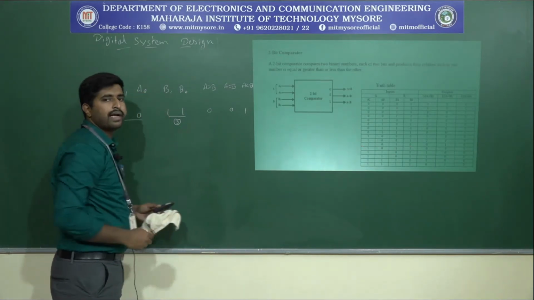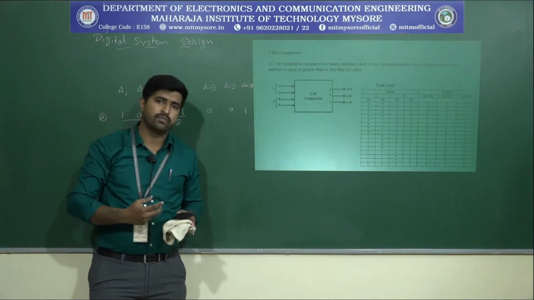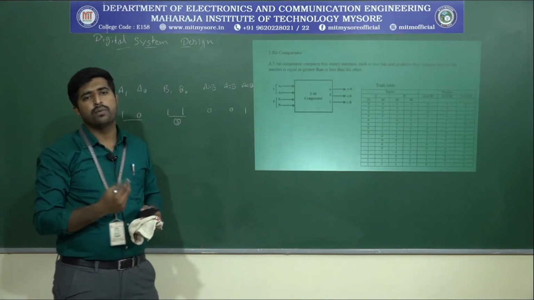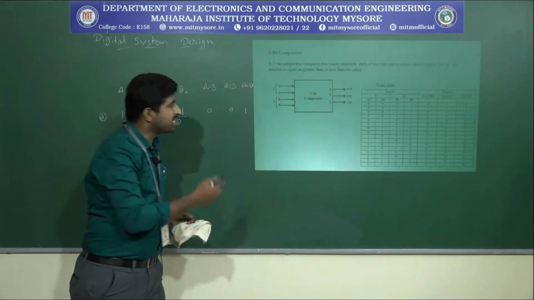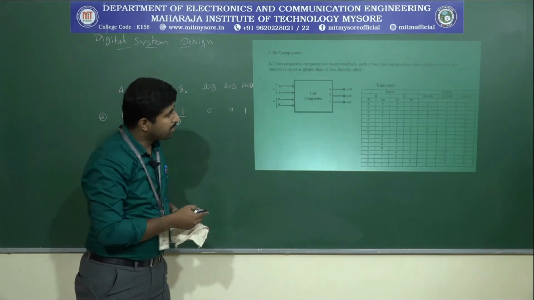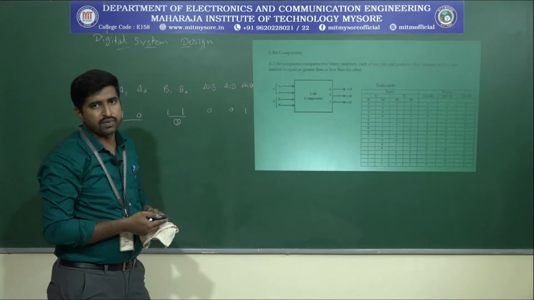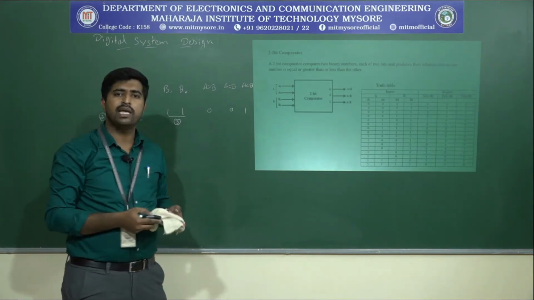So this is how a 2-bit comparator is going to work. It compares two binary values. So let's design the circuit. We have the truth table. Let's write the switching equation and simplify by using the K-map.